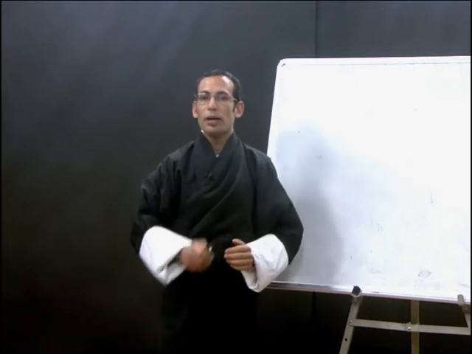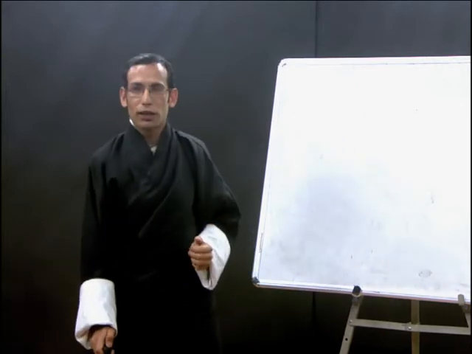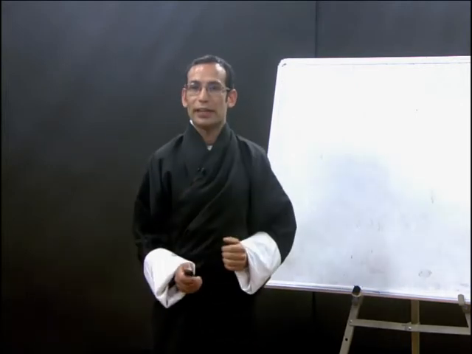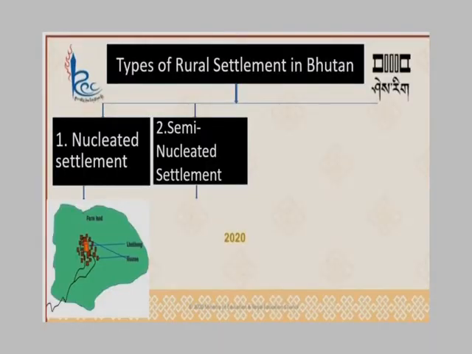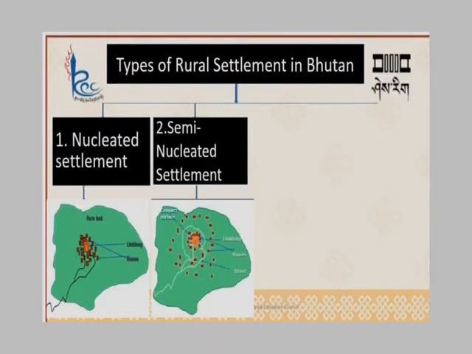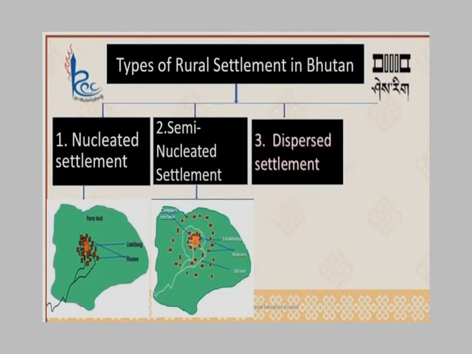Then the second type of settlement that we have in our country is semi-nucleated settlement. Semi-nucleated, okay? Houses are not too far, not too close, but it forms a ring. We are going to discuss this also very clearly. Then next is dispersed, isolated, scattered. Dispersed, fingers are dispersed, right?